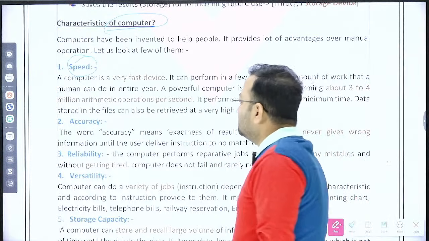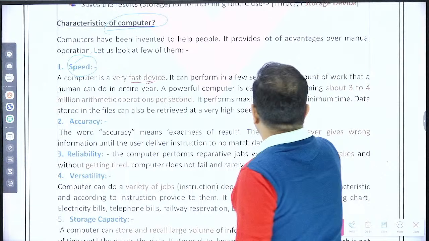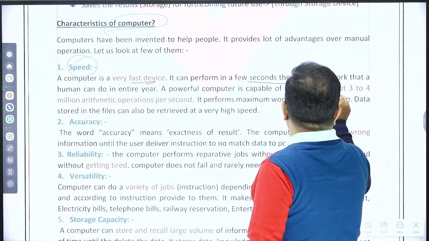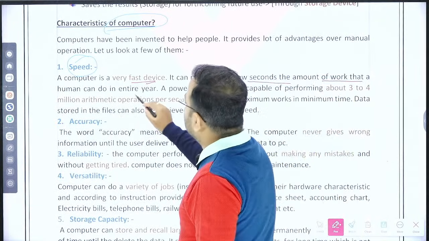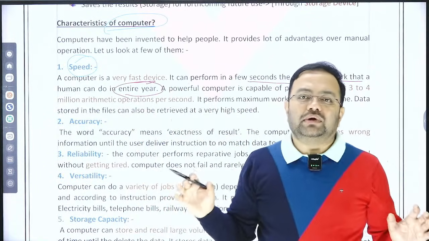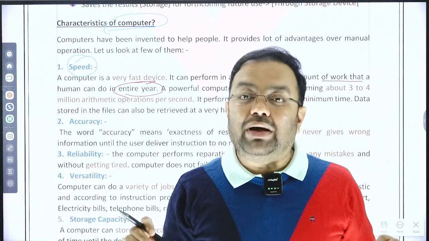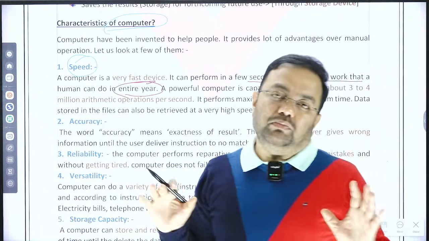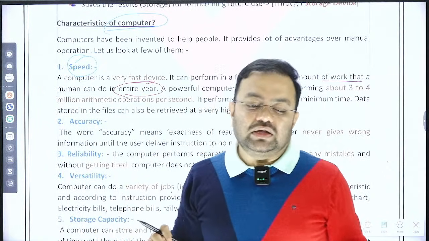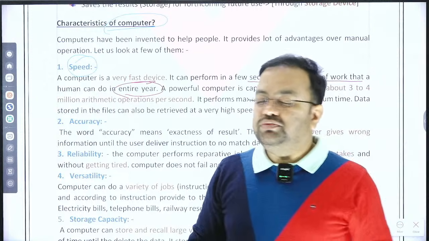So I'm mentioning here computer is a very fast device and it can perform in a few seconds the amount of work that a human being can do in an entire year. Yes, so the entire year of tasks, if a man wants to do manually, this manual work of a single year can be done in a very few seconds. Okay, so what to define here the speed here?